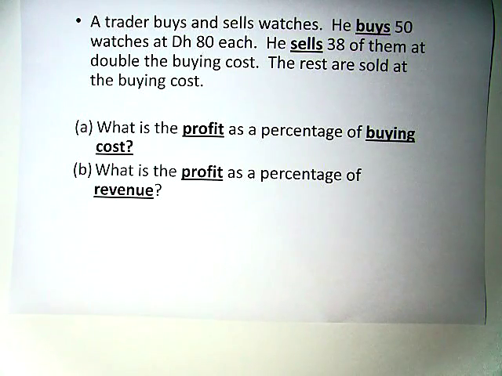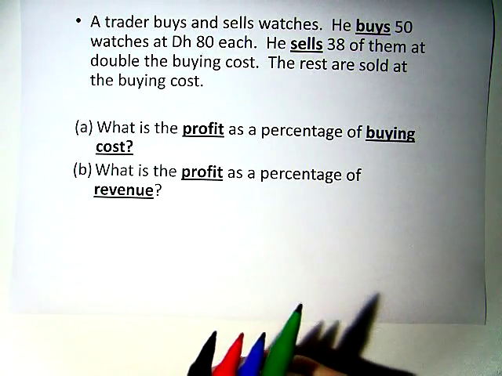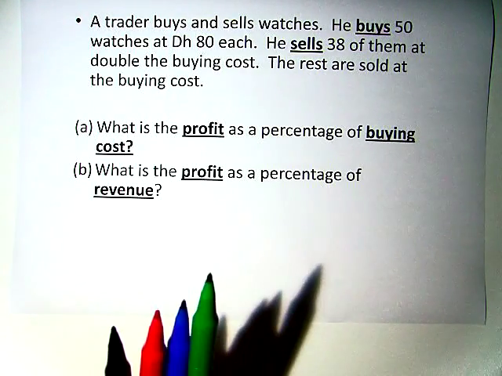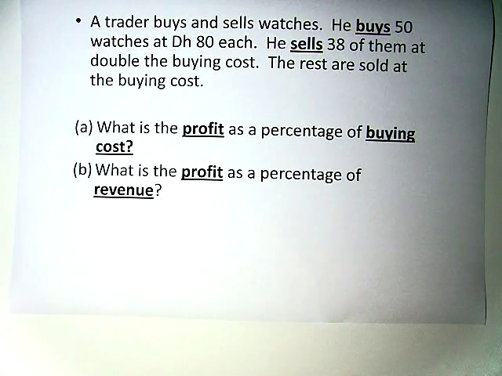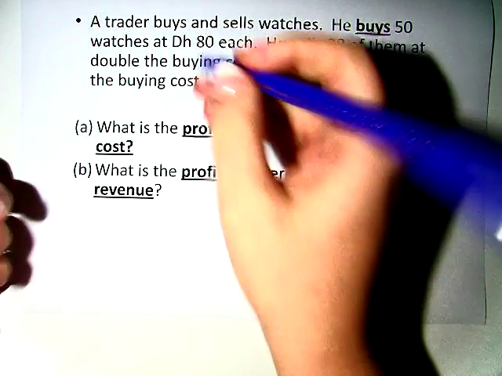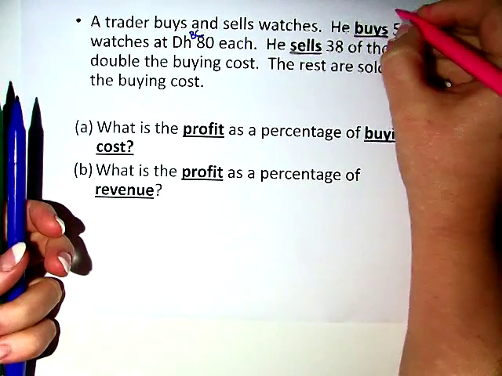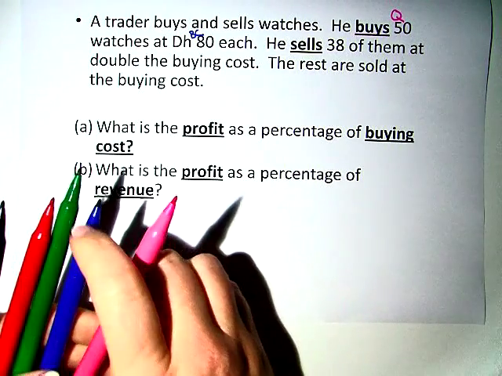Okay, now we're going to make this a little bit more difficult. A trader buys and sells watches. He buys 50 watches at 80 dirhams each. So, the buying cost is 80 dirhams. However, my quantity is 50.